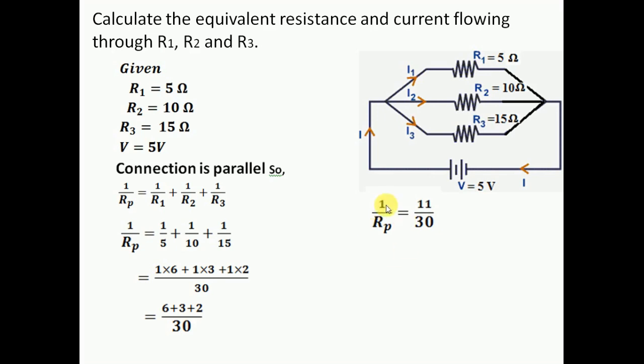So I'm getting 1 by Rp, but I need Rp. So what I'll do is I'll reciprocate both the sides. So that means Rp by 1 is equal to 30 by 11. When you solve this, you'll get 2.72. So the total resistance is 2.72. So now let's find the current.